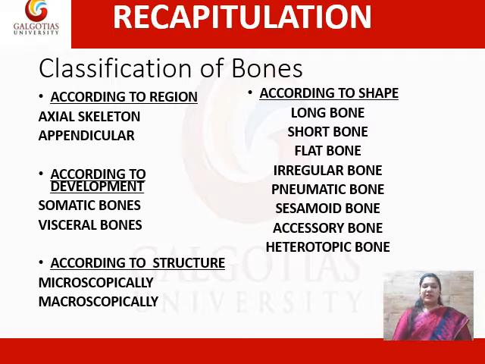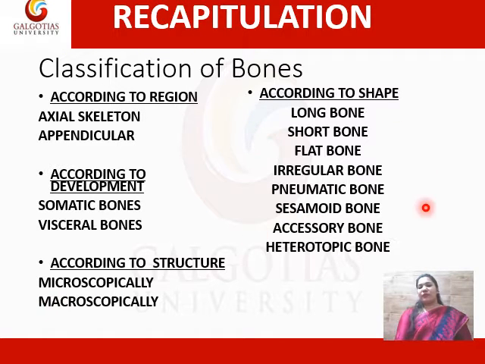We discussed classification according to region. We know that according to region, the bones are classified into axial skeleton and appendicular skeleton. Then classification according to development, which is of two types, somatic and visceral bones. Then classification according to structure, which is microscopic and macroscopic.